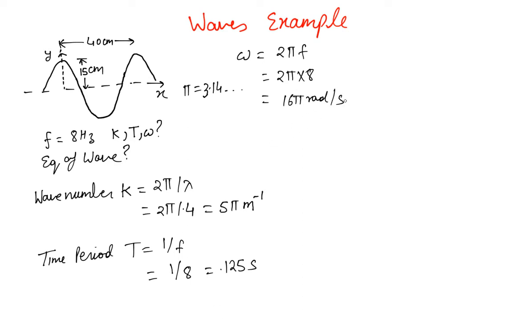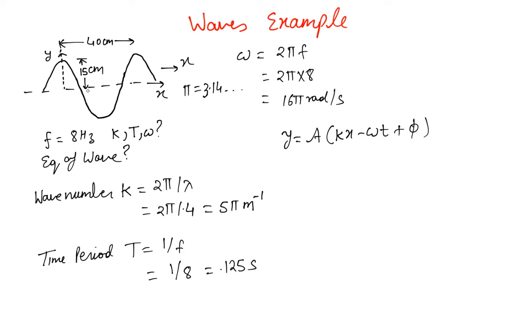Okay, this is the angular velocity, and this wave is moving forward in the x direction. So what is going to be the equation of the wave? We know that the equation of the wave is given as y equals A, and if it's moving in the positive x direction, it's kx minus omega t plus phi. Well, we know k, we know omega, we know A. What is phi here? Phi is the initial phase.